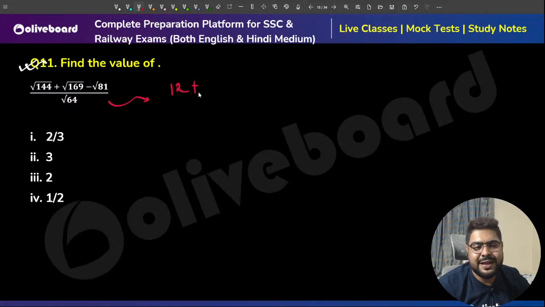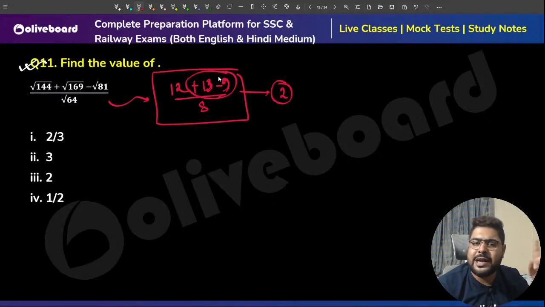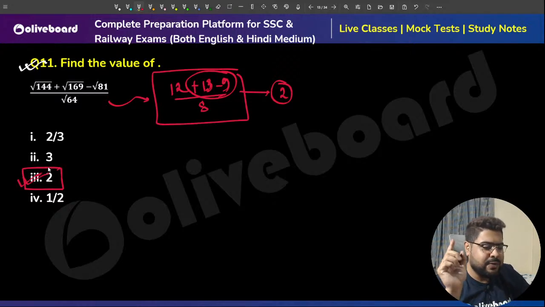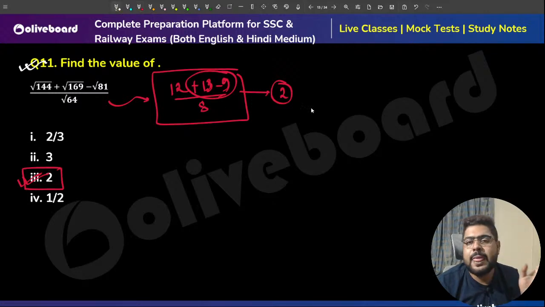140 for 12, 13, 9, 8. Now, if you don't remember the squares or cubes, please, this is the time. This is the high time. So I'm getting 2. 13 minus 9 is 4, 12 plus 4 is 16, by 8 is 2. This is the high time you need to be able to remember all the squares. Use this technique that I generally say.